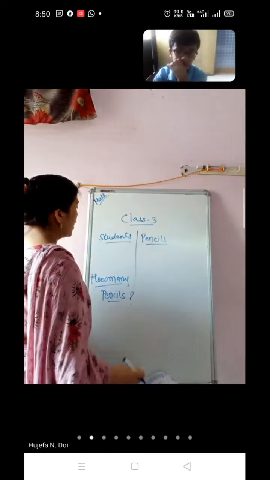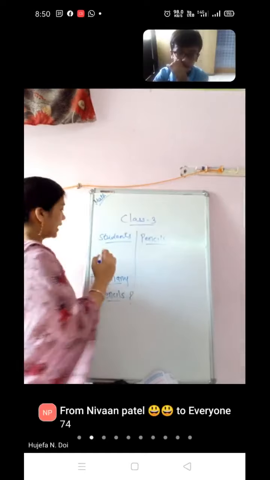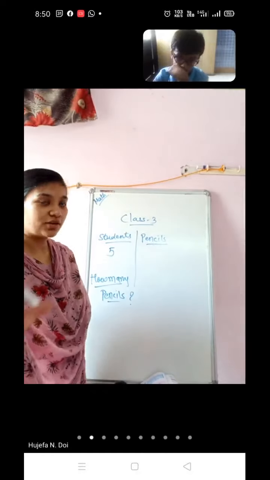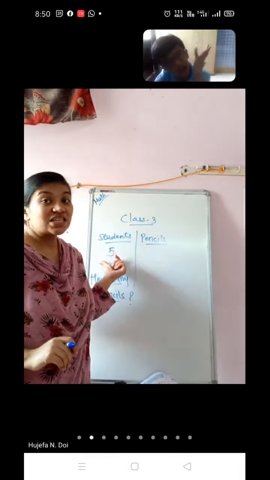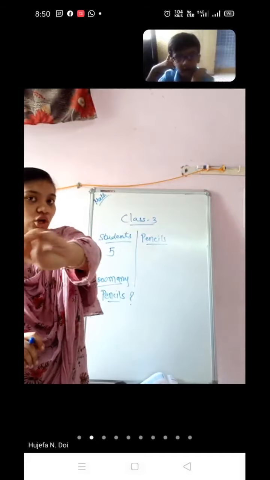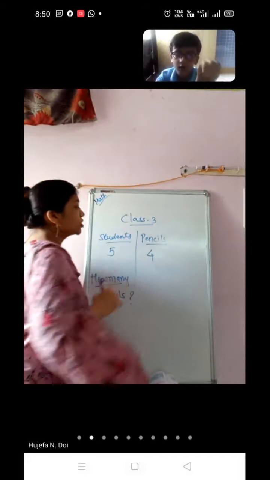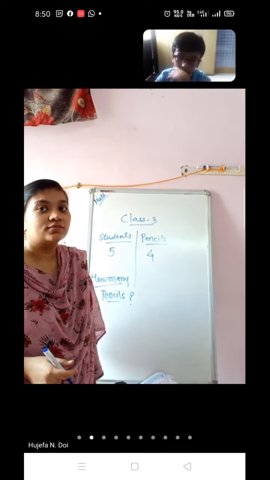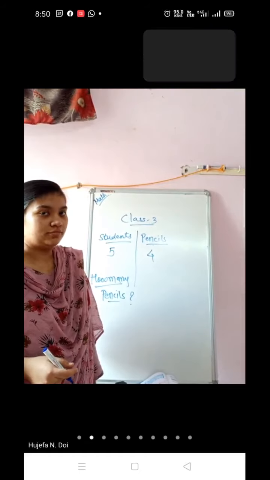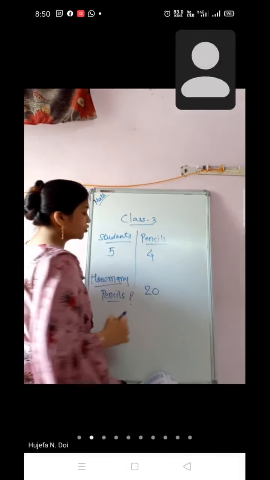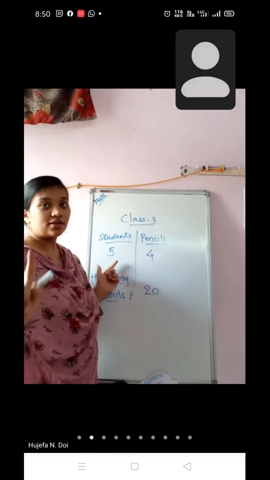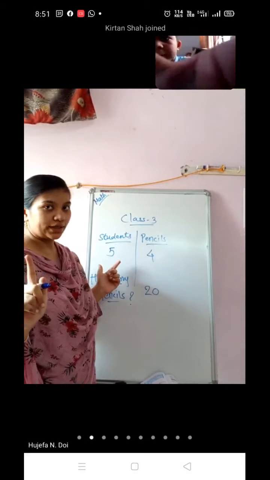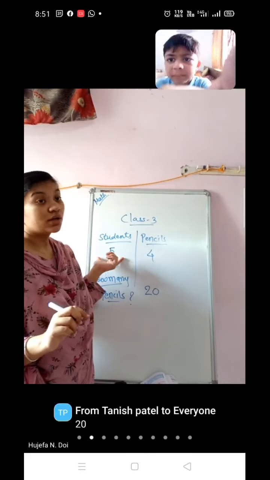Now, for example, in a class, there are only five students. I gave each student four pencils, not two. Now, how many pencils are there? 20. Okay. Now, this is the final.